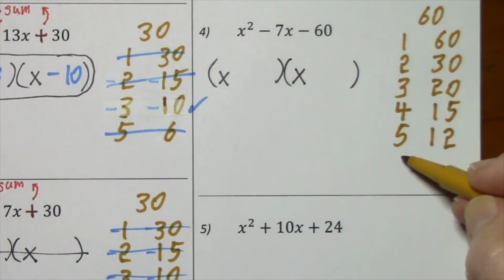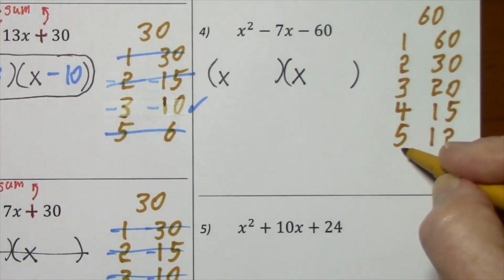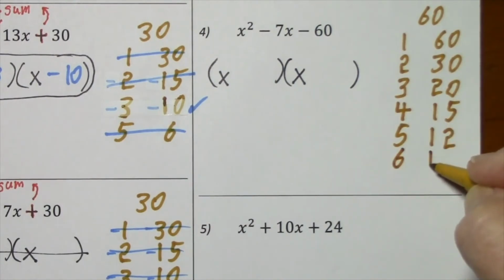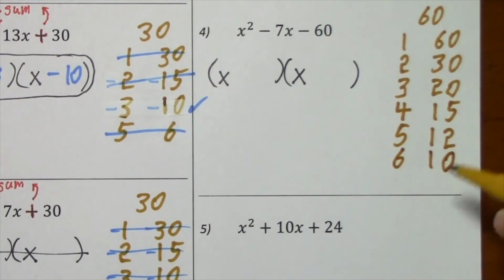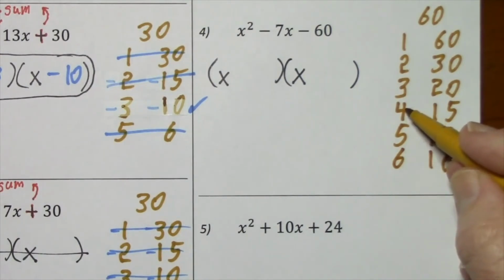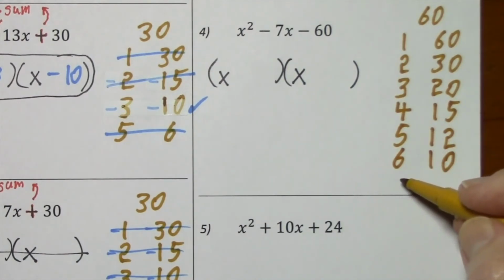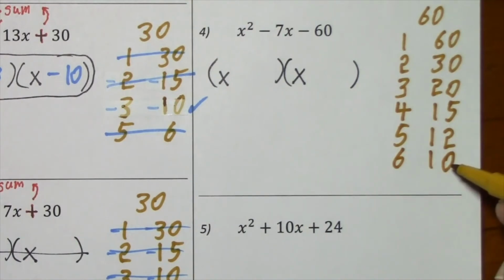Anyway, when we get to 6, if we double 3, we can cut that in half. 7 won't work. 8, if we double 4, we can't cut the 15 in half. That's an odd number. 9 won't work, and 10 we already have. So here's all the factors of 60.